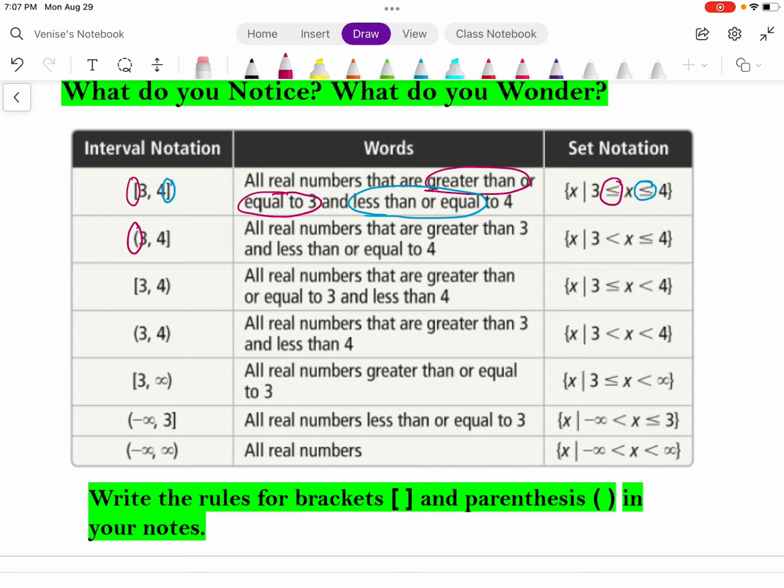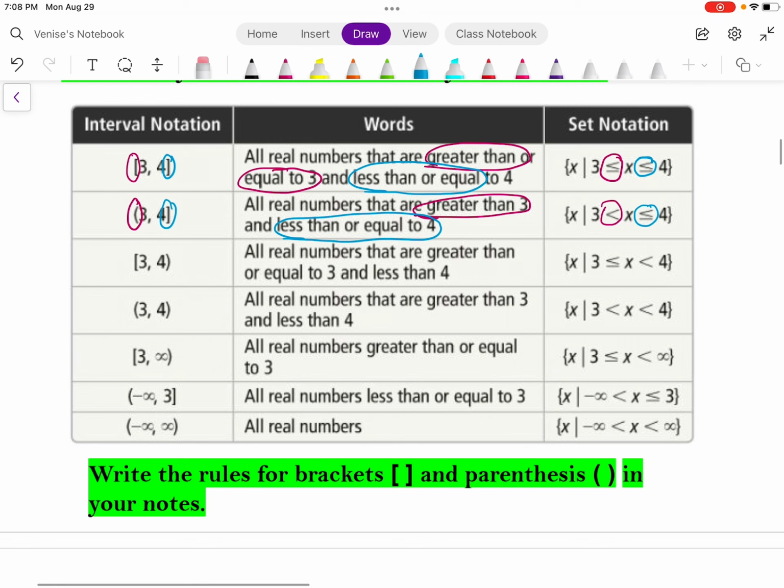This one says greater than 3. It does not have equal to, so it doesn't have the line underneath. And this bracket tells me, it says less than or equal to 4. And it says it right here as well. So in words, they match. In interval notation, they match. Set notations, they match. So left is first, right is the second one. And vice versa for this one.